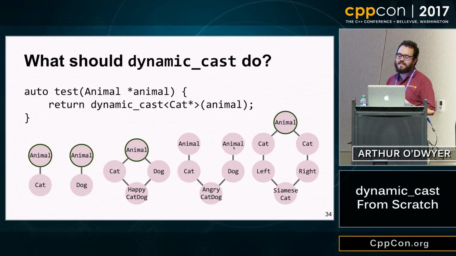So dynamic cast is defined in such a way that it will say, okay. It tries to make me happy. I will give you this cat.